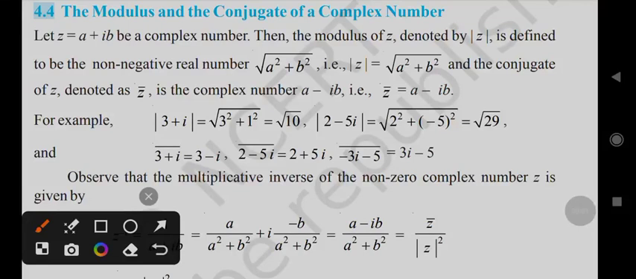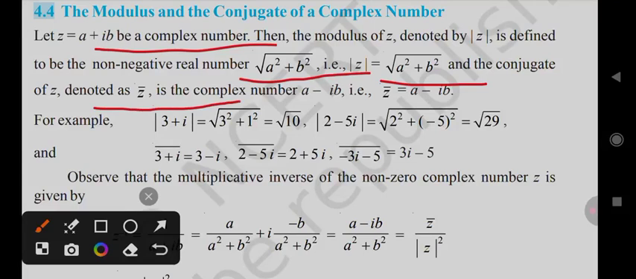Let z = a + ib be a complex number. Then the modulus of z, denoted by |z|, is defined to be the non-negative real number root of a square plus b square. Therefore, |z| = root of a square plus b square, and the conjugate of z, denoted by z bar, is the complex number a minus ib. Therefore, z bar = a minus ib.